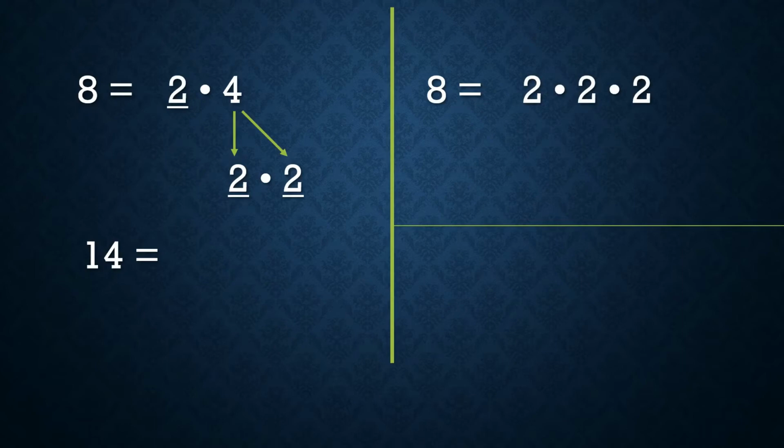Okay, so let's proceed to 14. 14 has a pair of factors of 2 times 7. 2 and 7 are already prime, so hindi na natin kailangan pa silang kunan ng factors. So the prime factorization of 14 is just 2 times 7.